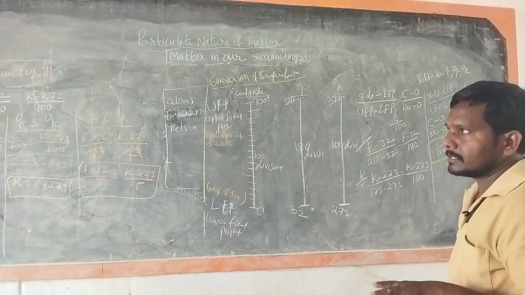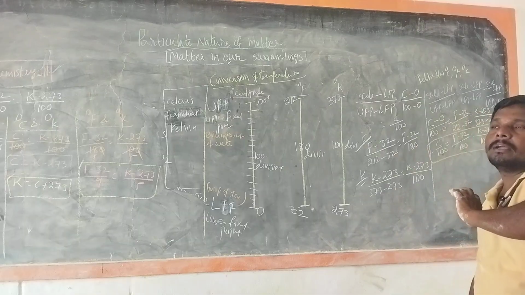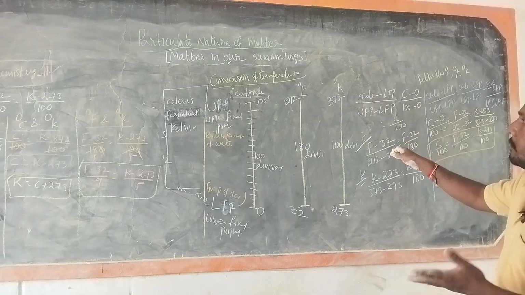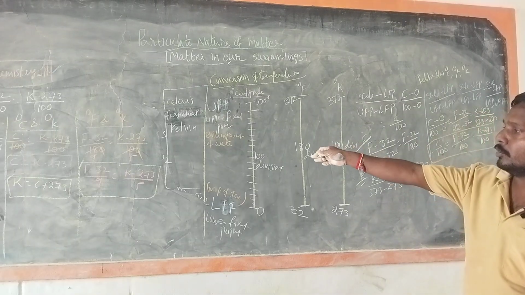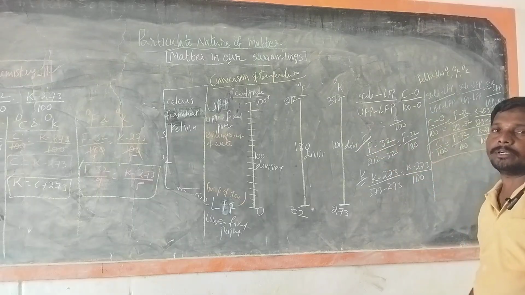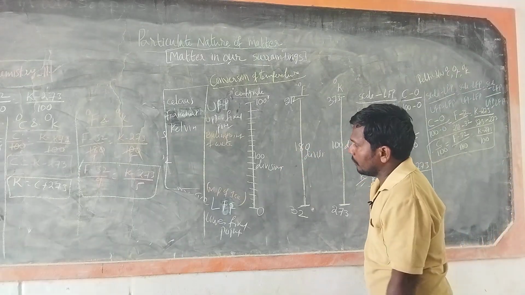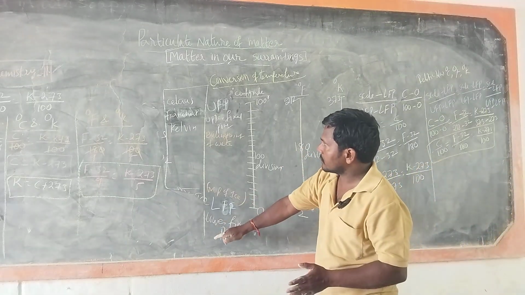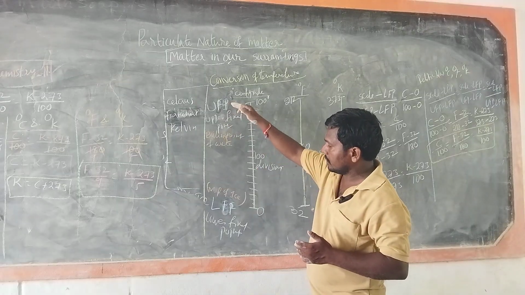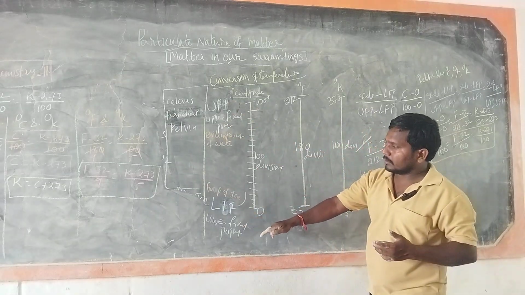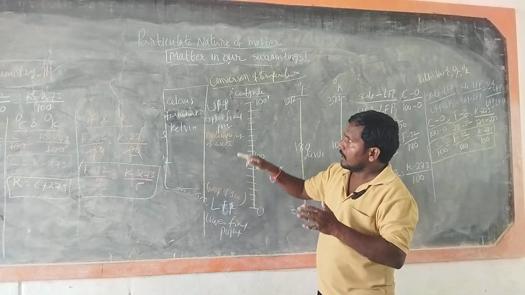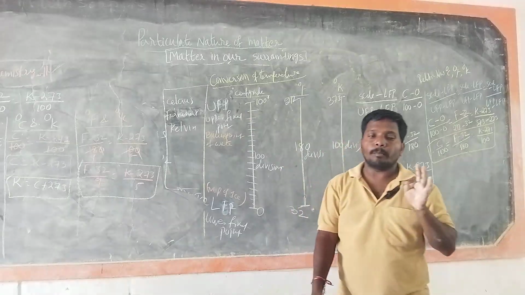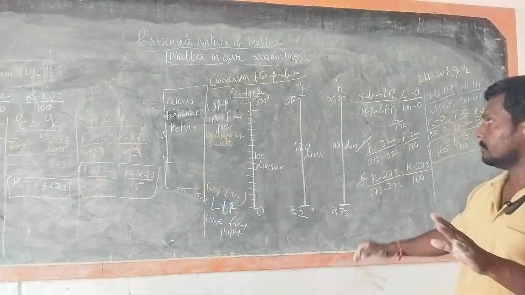So we discussed the effect of pressure and conversion of temperatures from one unit to another unit. Relationships are very important. Lower fixed point is nothing but the melting point of ice. Upper fixed point is nothing but the boiling point of water.